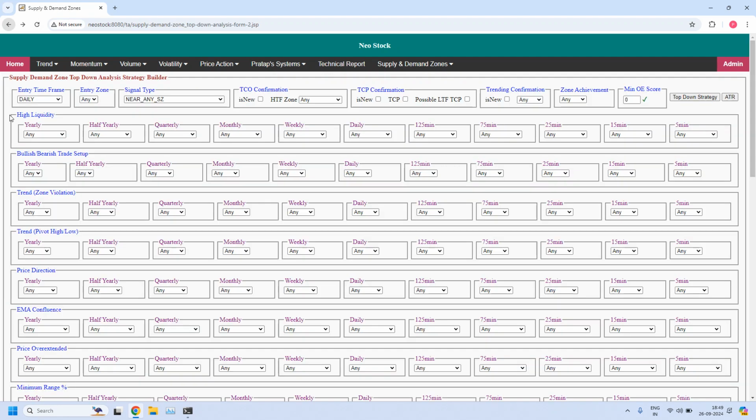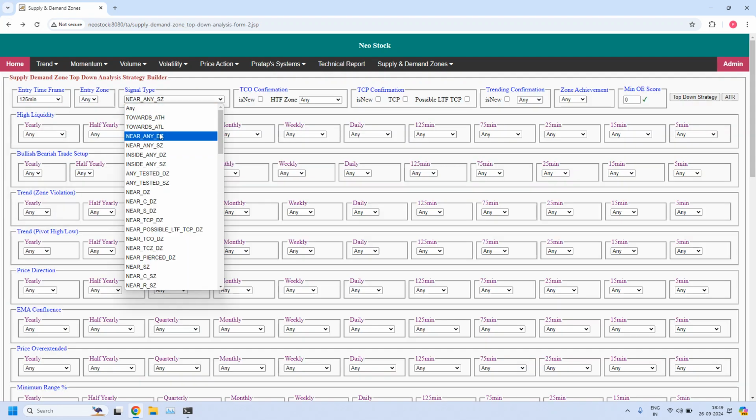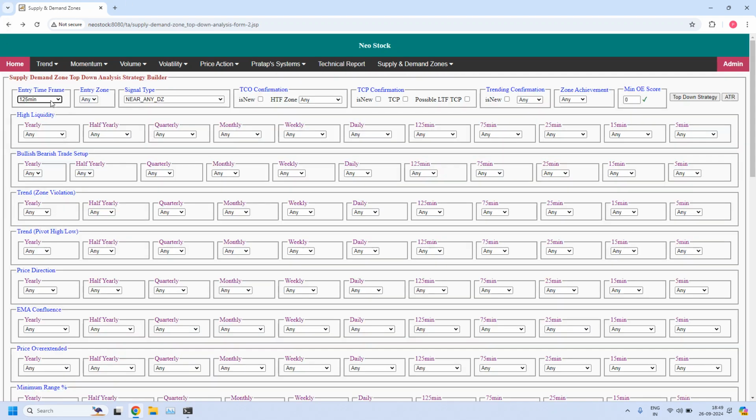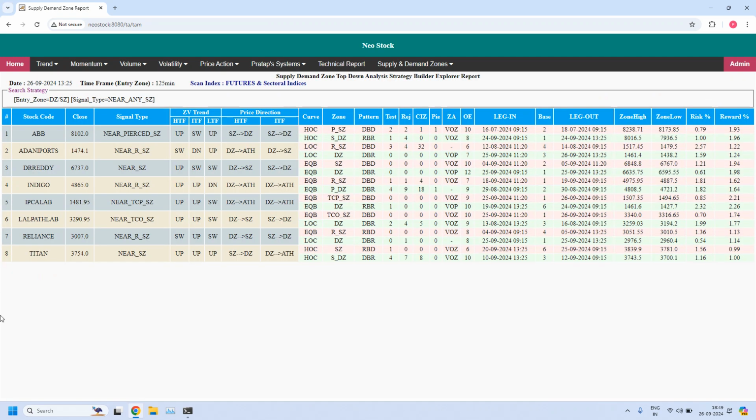Okay. The next time frame is 125 minutes. So let us find the stocks near the 125 minutes demand zone. Three stocks are filtered. Next, for the 125 minutes time frame, let us find the stocks near the 125 minutes supply zone. Eight stocks are filtered.